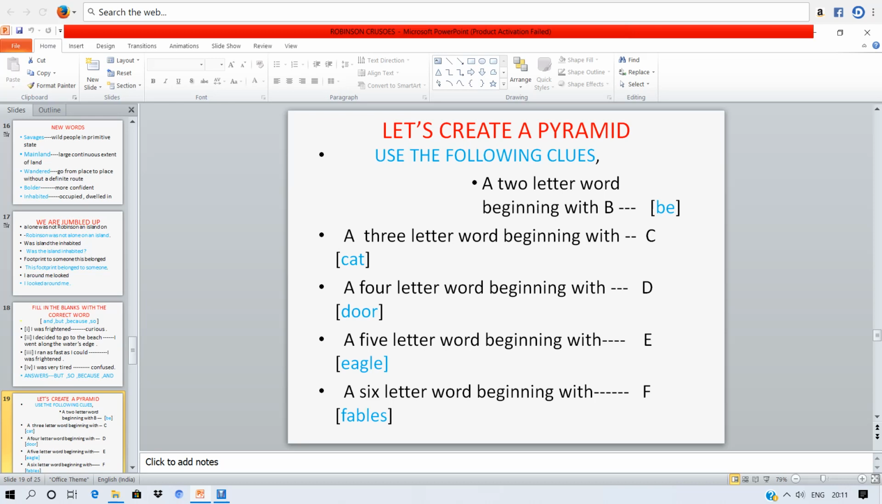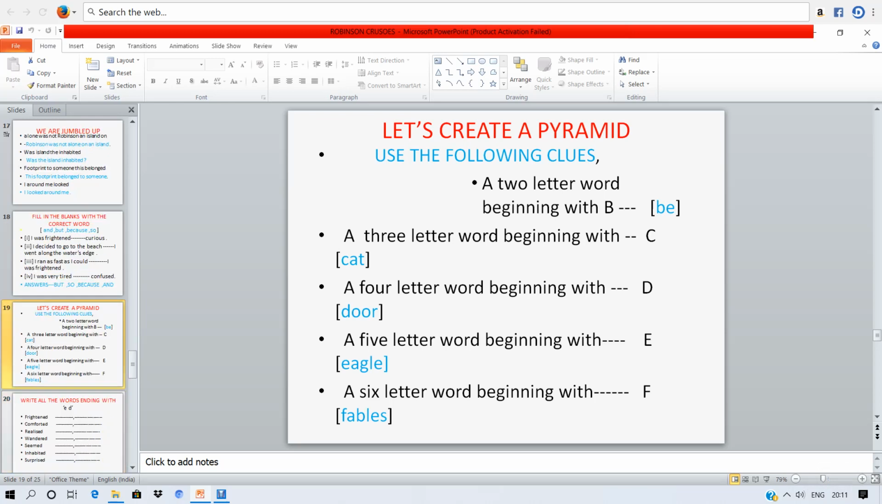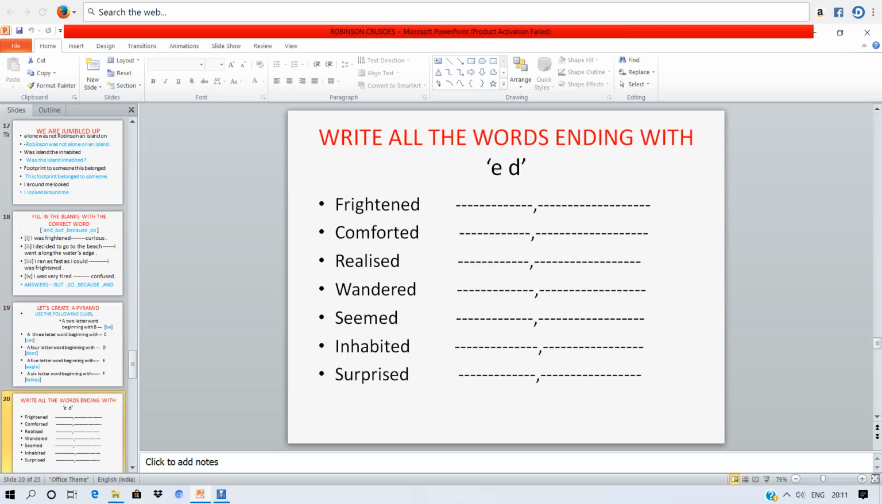Next is a five-letter word beginning with E. I have written E-A-G-L-E, eagle. You will make your own word. And the last is a six-letter word beginning with F. And I have written here fables, F-A-B-L-E-S. But remember, children, you have to write your own words.